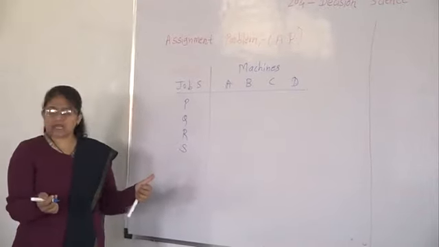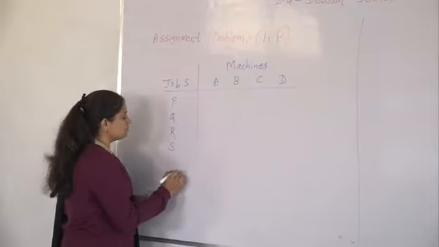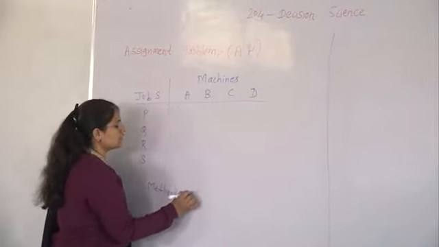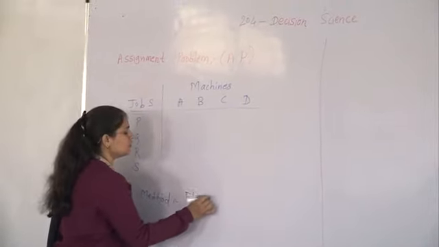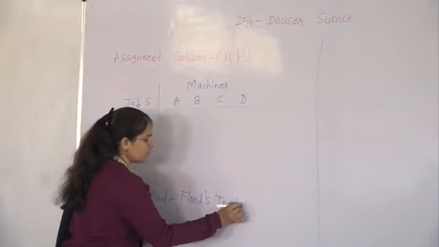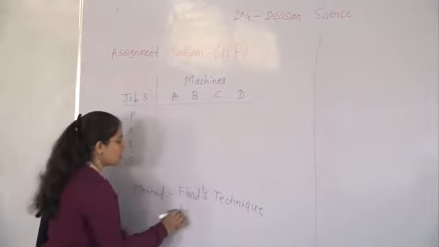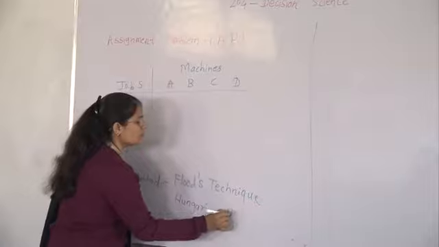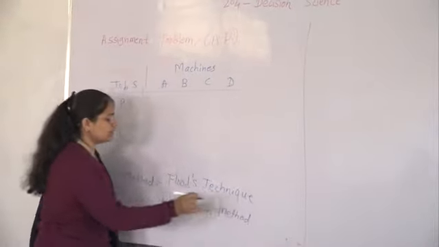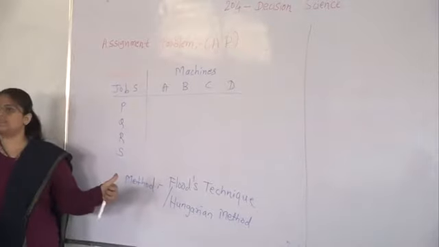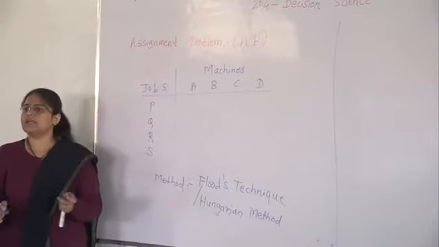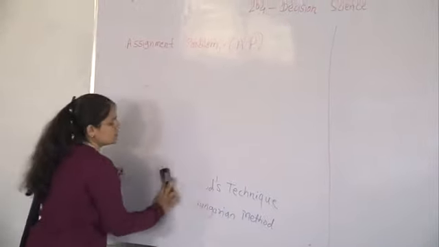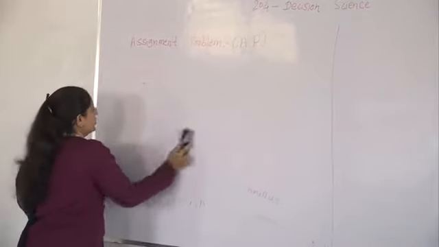To solve this assignment problem, we use a method which is called Flood's technique, or it is called the Hungarian method. For the assignment problem, we use the method called Flood's technique or Hungarian method. So let us directly write the examples. See here how to solve the assignment problem.